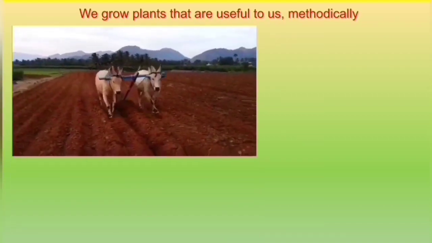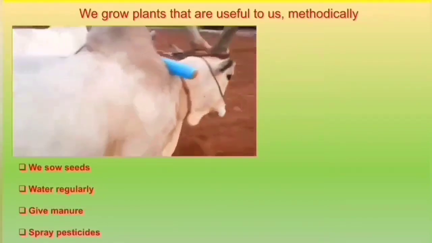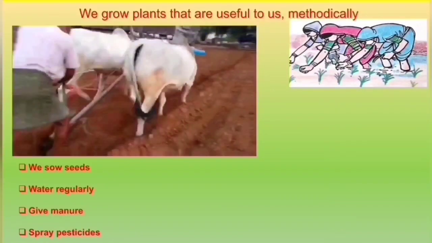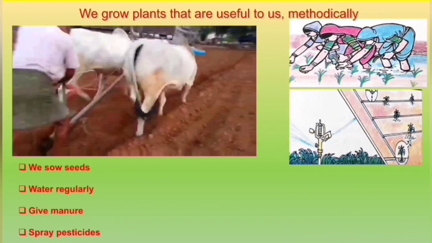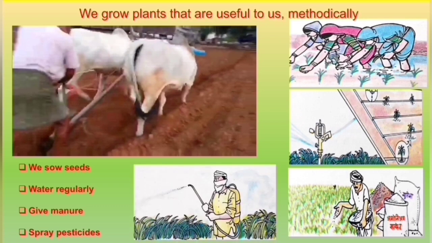The farmer plows his fields and makes them ready to sow the seeds. Once the seedlings come, it is important that they be watered regularly. We water them nowadays with modern methods like sprinkler irrigation and drip irrigation. To ensure a healthy crop, the farmer has to put manure for the plants from time to time. He needs to protect the crops from harmful pests and insects, so he sprays pesticides.